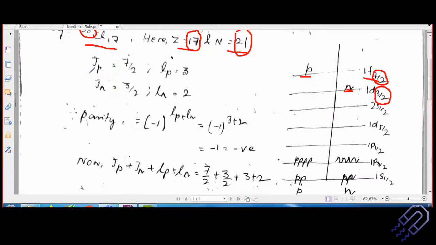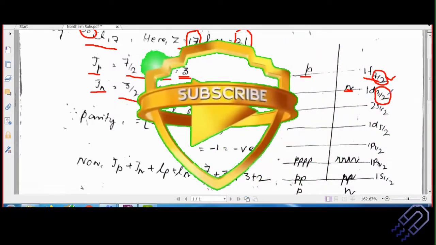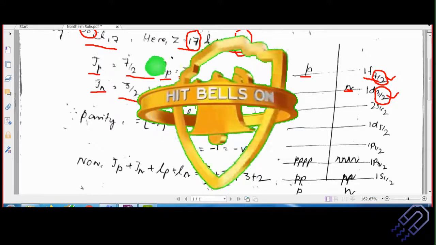So let's find out each of them individually. For the J value of the proton, it's 7/2. We have it from here. Please look into it carefully. And what will be the L value? It is the F state. So S, P, D, F is 0, 1, 2, 3. So that's 3. And then the J value for the neutron is nothing but 3/2 from here, and the L value is D. So S, P, D, that is 2.